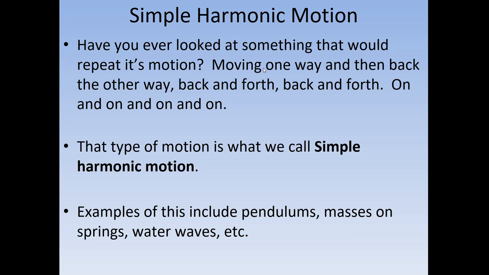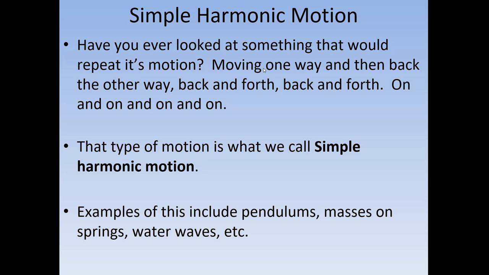Probably the most common thing that you may not think of though is the Earth orbiting around the sun, or even just the Earth rotating around its axis. That's another perfect example of simple harmonic motion because again, it repeats itself over and over and over again. So the idea of simple harmonic motion is repetition.